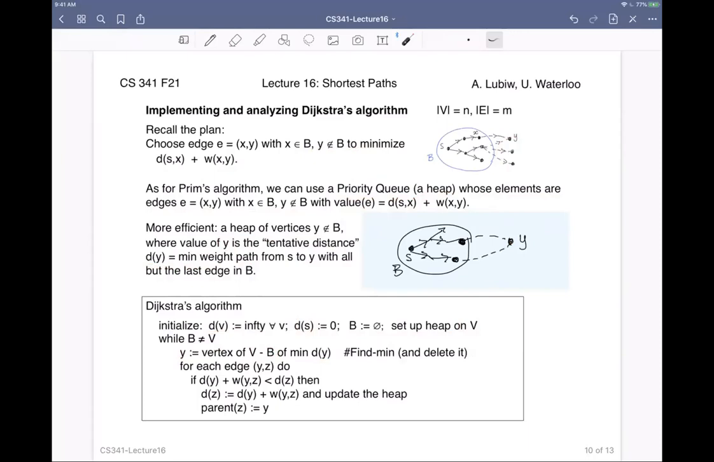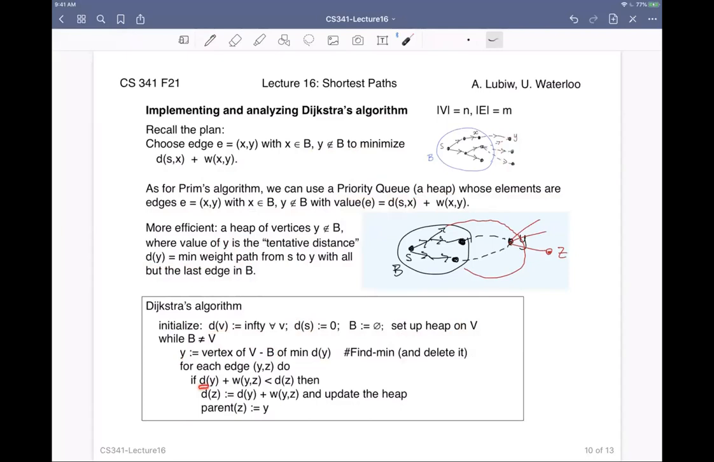Now, the tricky thing is that I need to then update the values that are attached to the vertices outside B. And the way I do that is I'm considering my set B is going to grow to join Y. So for every edge that goes from Y to some other vertex, like a vertex Z, I need to update and say, oh, I now have a new way to travel to vertex Z, starting from S. I can take a path inside B to Y and then take one edge outside. So I have to do that update.